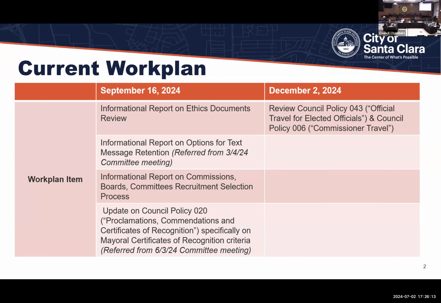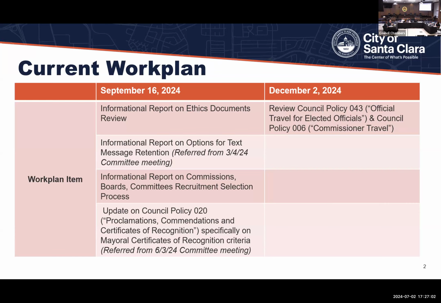Your current work plan for September 16th, your next meeting, is to receive an informational report on the city's ethics documents review. You may recall that the city council directed staff to do a review of all of the city's ethics documents as well as your behavioral standards. That is not a work plan item of this committee. The city council specifically directed it to go back to the city council, but we will provide an informational report to the Government and Ethics Committee, but staff was directed, once we concluded that work, to work with the full city council.